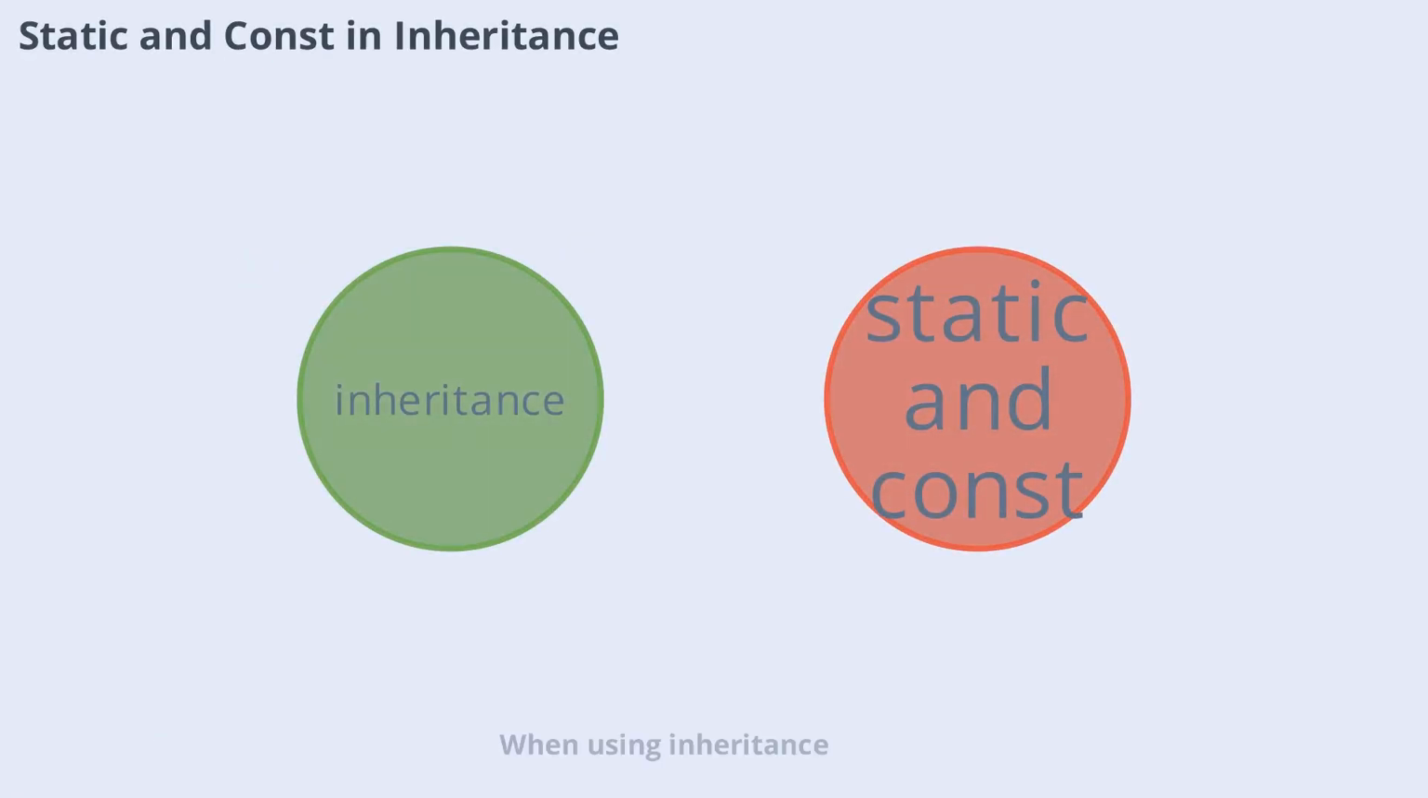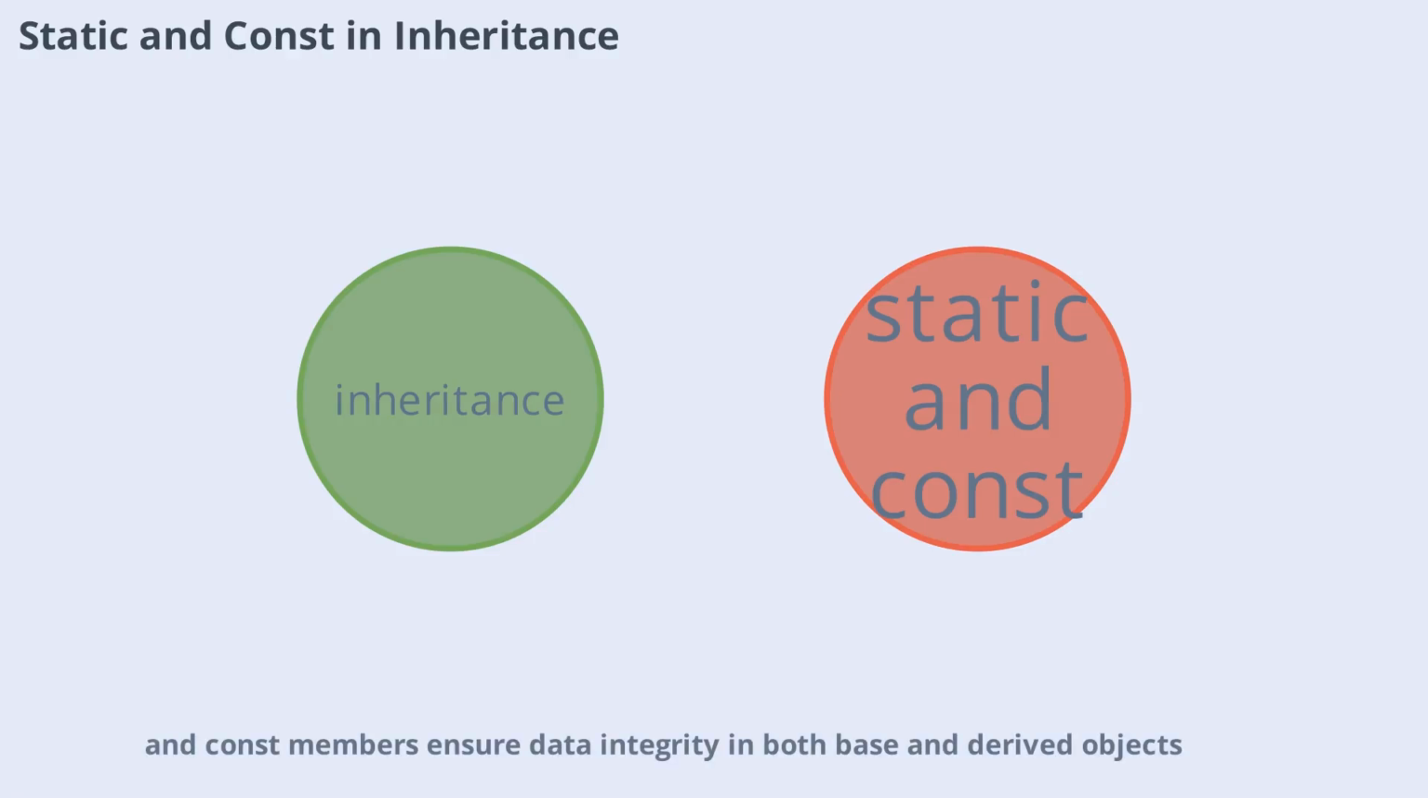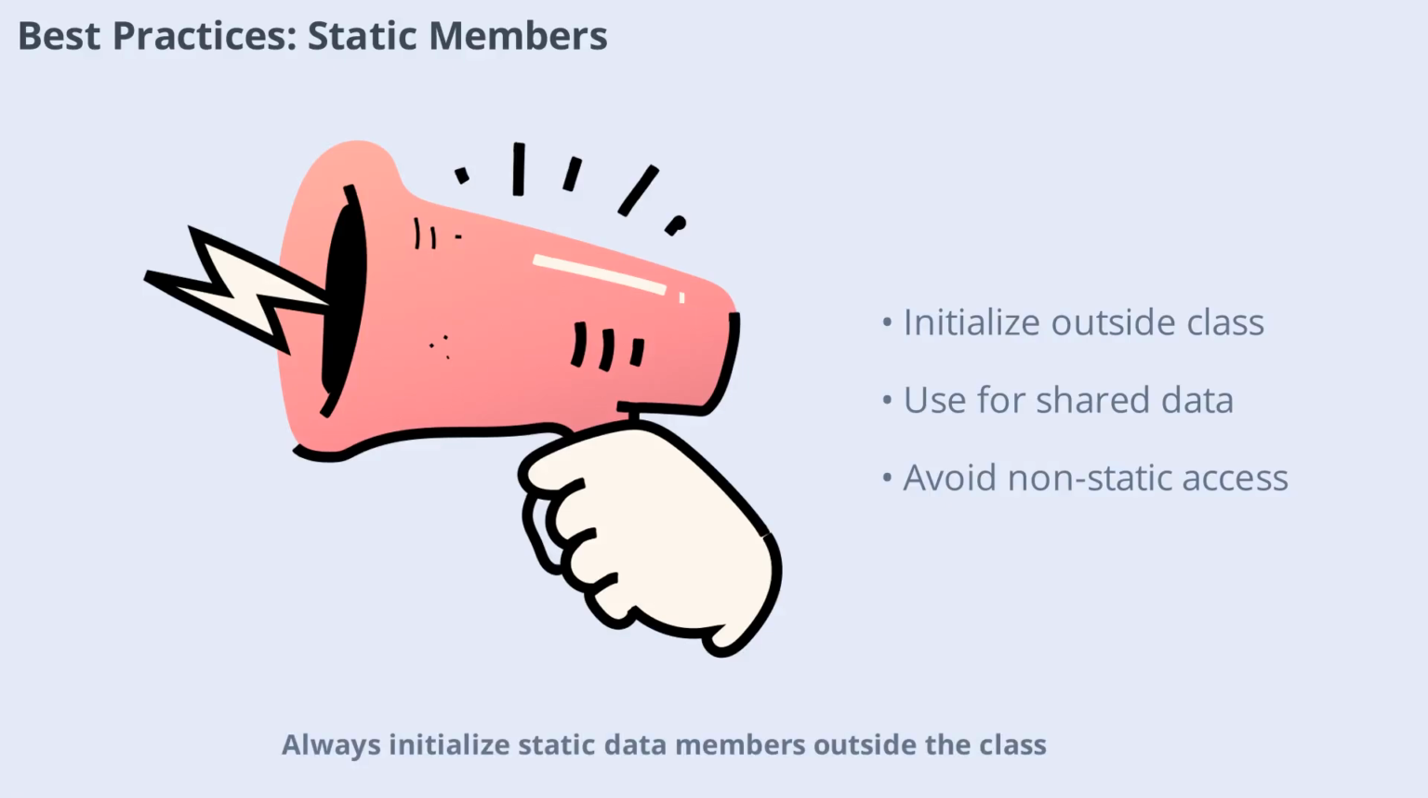When using inheritance, static members are shared across the entire class hierarchy, while const members remain constant for each object. This means that derived classes can access static members of the base class, and const members ensure data integrity in both base and derived objects. Always initialize static data members outside the class, use static functions for class-wide operations, and avoid accessing non-static data from static functions. Use static members judiciously to avoid unnecessary coupling and ensure your code remains modular and maintainable.